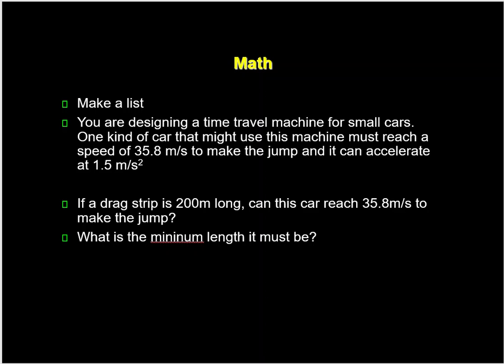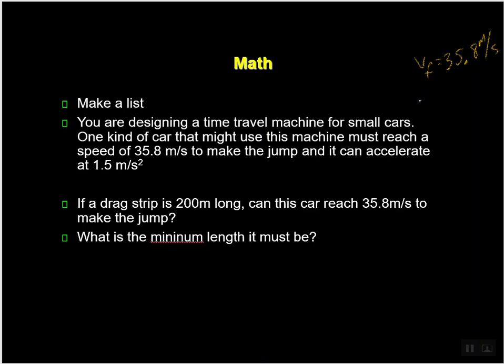So as I look at this, you are designing a time travel machine for small cars. One kind of car must reach a speed of 35.8, so that would be VF. My pen is not allowing me to write on black. Alright, so we've got something that's kind of working here. Still not real happy with it. But VF equals 35.8 meters per second.